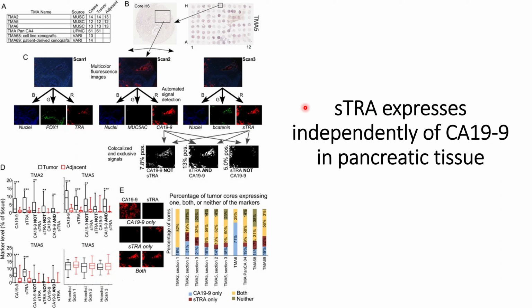In this video, we will discuss the results of the strategy that we discussed in the previous video: whether sTRA and CA19-9 are expressed independently on the pancreatic tissue, or whether they are expressed at the same position. So let us quickly revise that strategy.